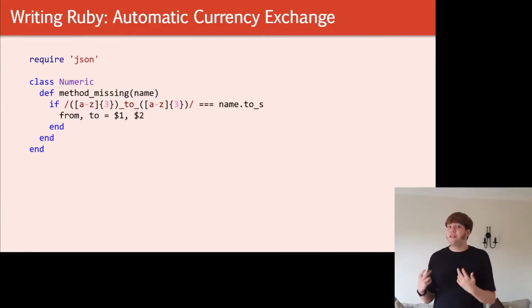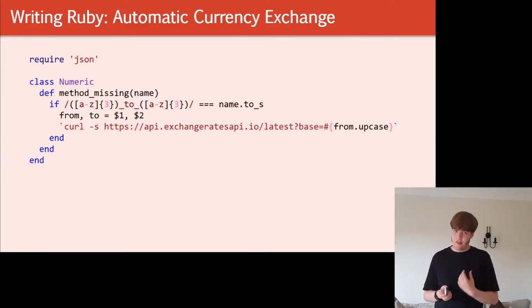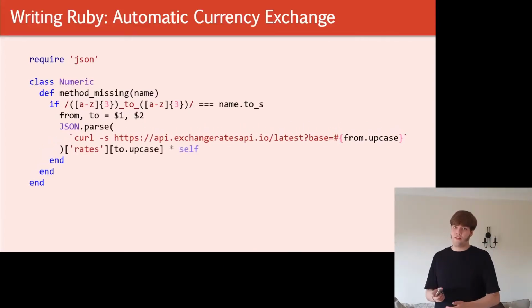Ruby gives us nice convenient shell access with backtick strings, so what's the easiest way to make a web request? Execute curl. We'll use the exchange rates API to find the current exchange rates from our from currency code. This API returns JSON formatted data, so next we parse that JSON and find the exchange rate to our to currency within the data. As the finishing touch, if we don't match that regular expression, so we're not trying to convert currency, call the superclass's method_missing instead, which will usually just throw an exception that the method wasn't found.